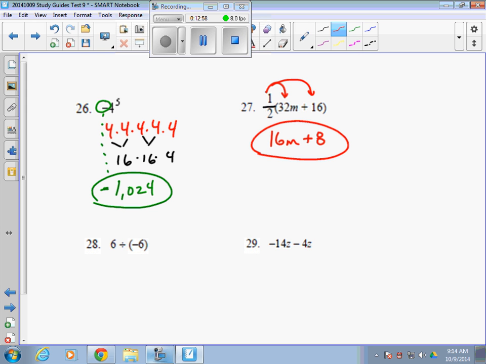Number 28 says 6 divided by negative 6. A positive divided by a negative. One opposite sign is an odd amount. That means it's going to be negative at the end. 6 divided by 6 is 1.